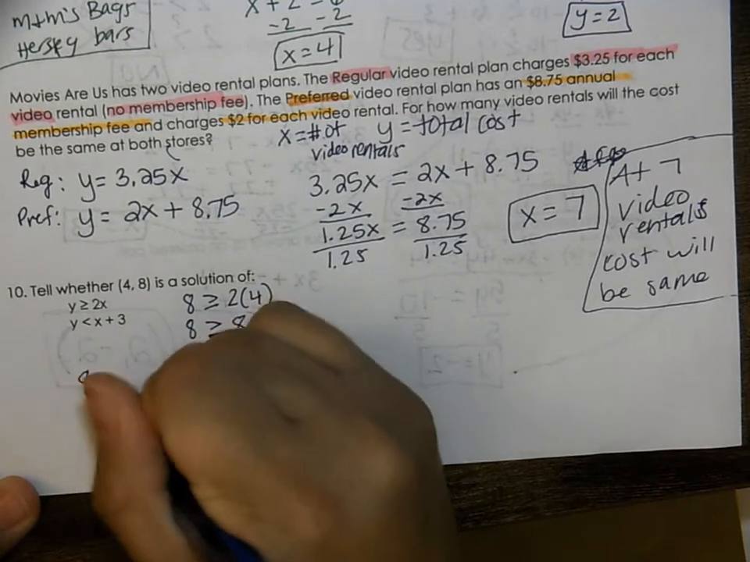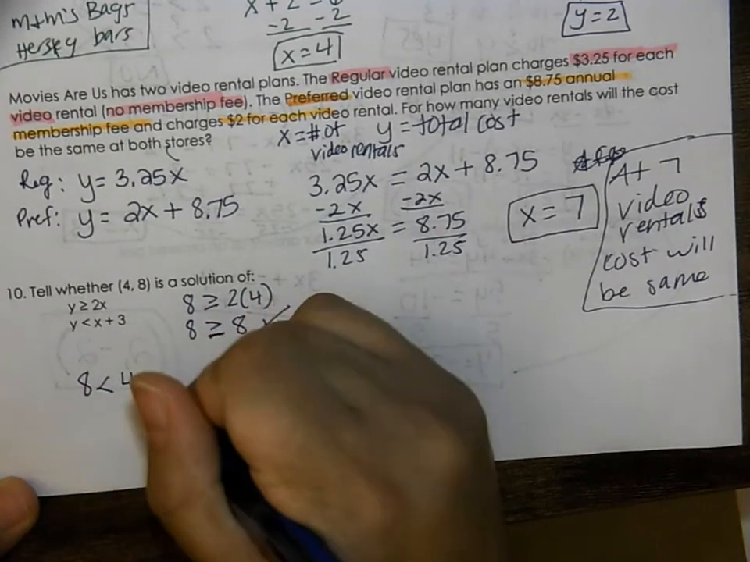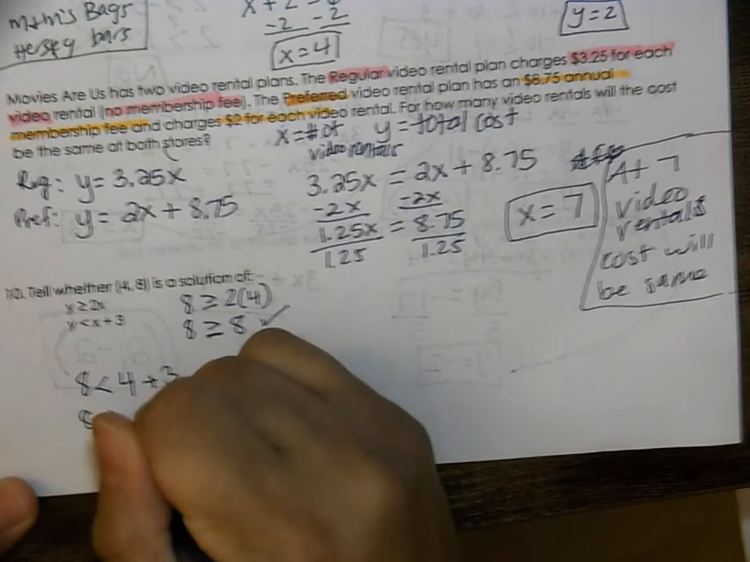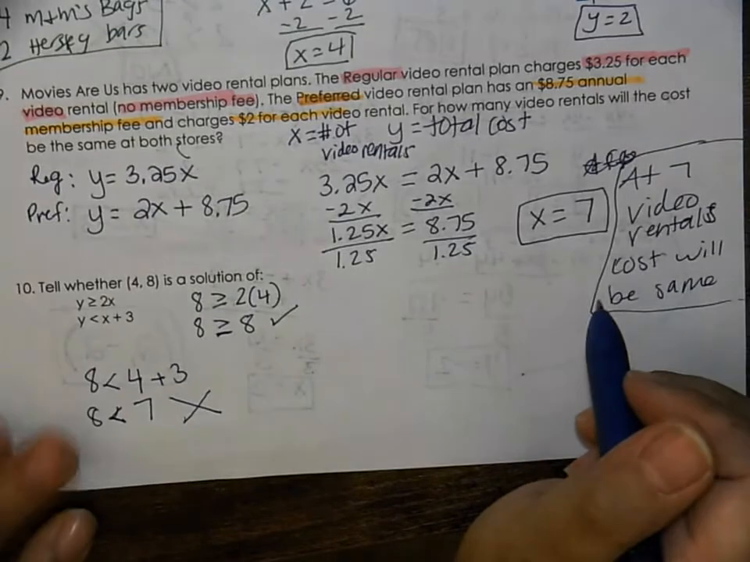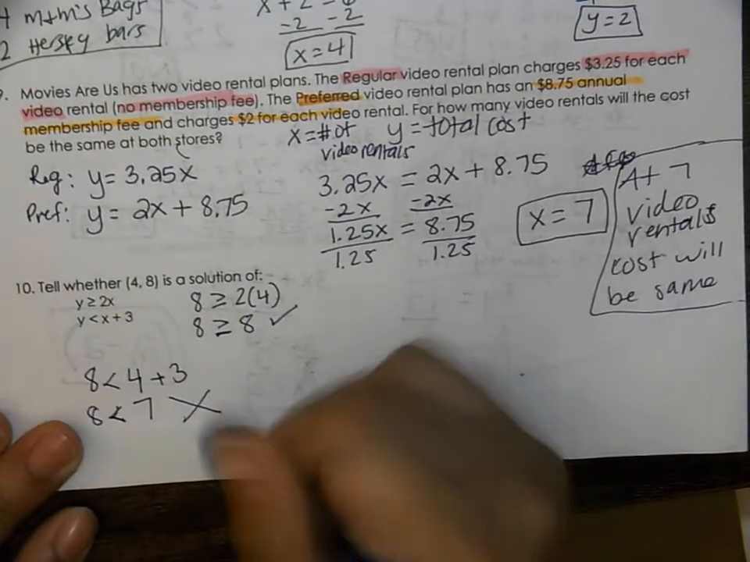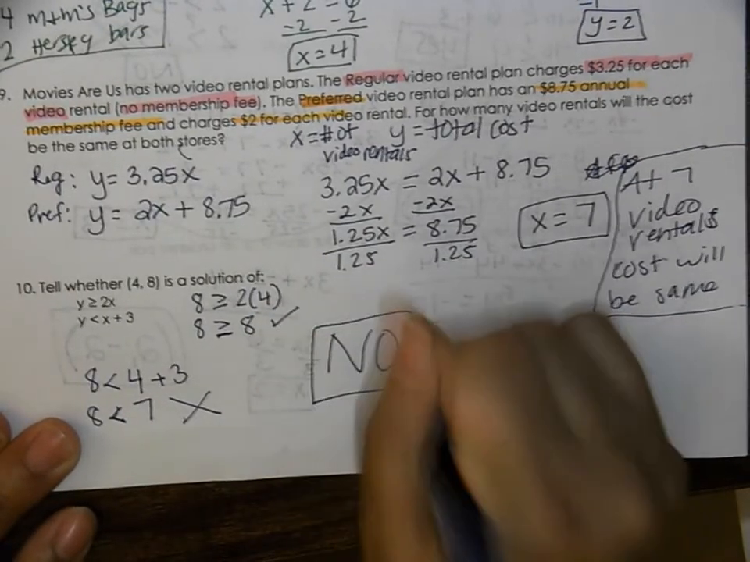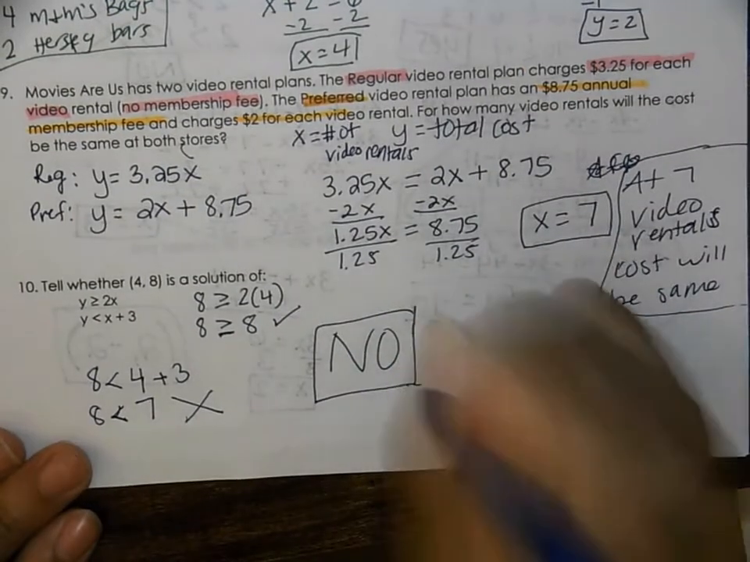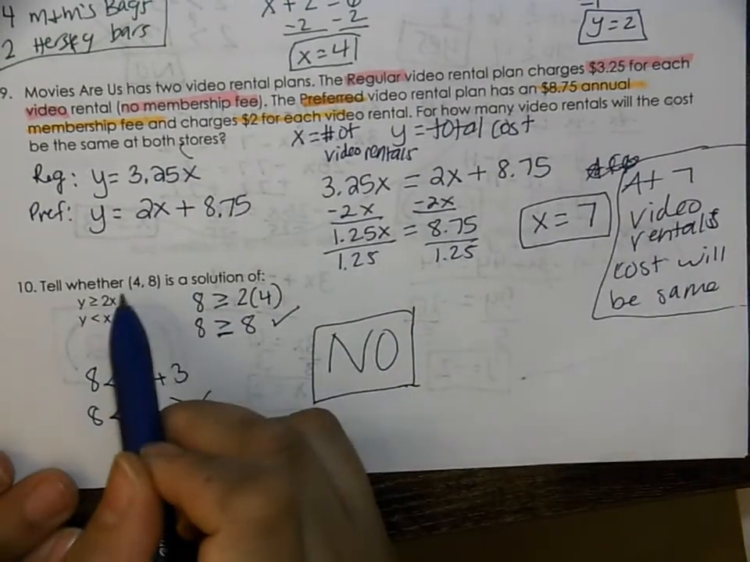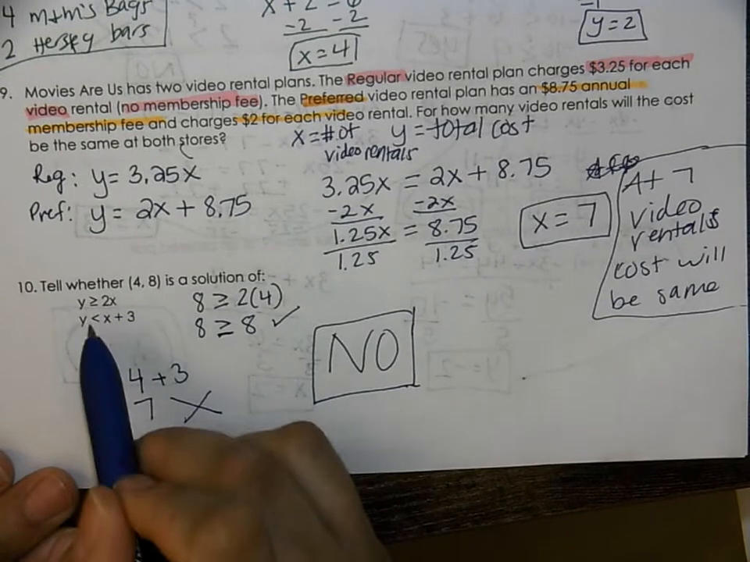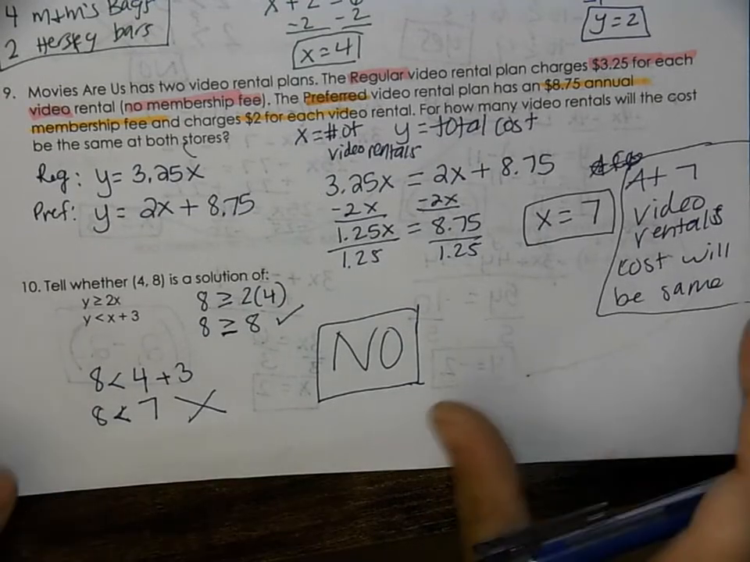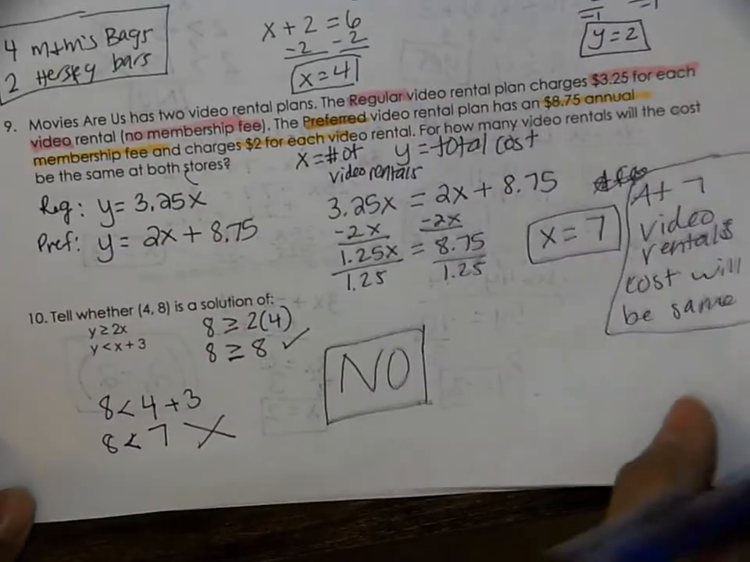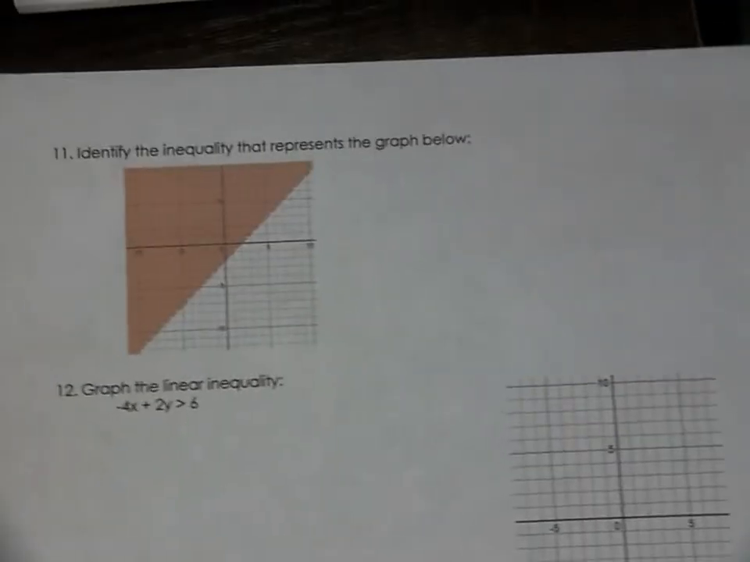So let's see if it works for the second one. This is 8 is less than 4 plus 3. That would be 8 is less than 7. No, 8 is not less than 7. It is greater than 7. So since one of these two doesn't work, the answer is no. It can only work if the answer ordered pair works on both inequalities. If it doesn't, then it's not technically in that common shaded region, which we'll do on the next page. So let's move on to that last page so we can work with 3 graphs, and then we'll be all set.